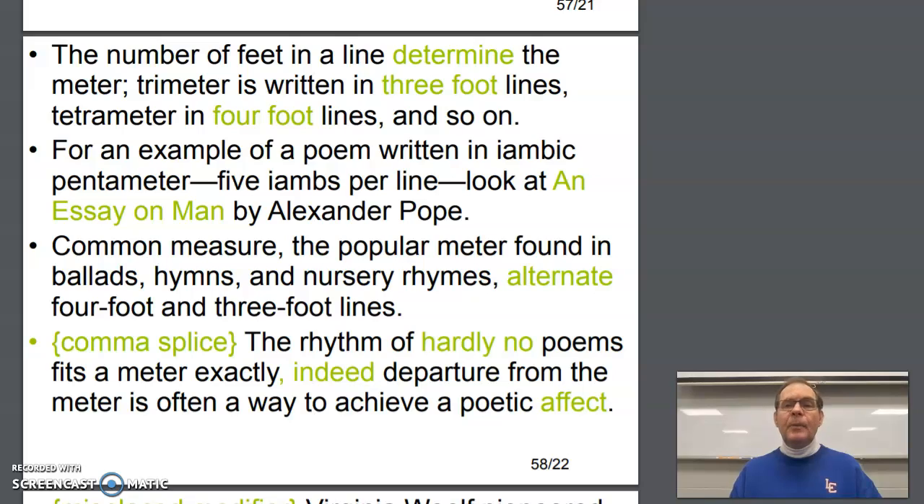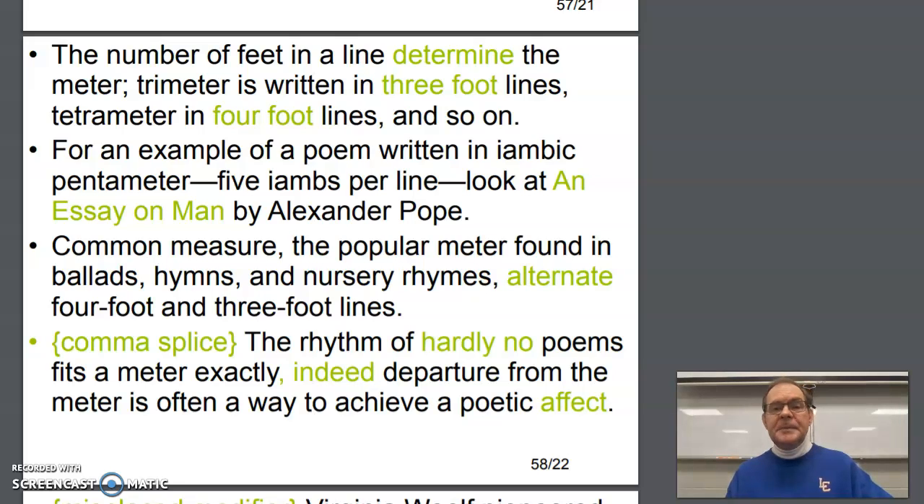For an example of a poem written in iambic pentameter, 5 iambs a line, look at, quote, An Essay on Man, close quote, by Alexander Pope. An Essay on Man is a poem. It's called An Essay on Man, but it's a poem. And so we have quotation marks around it. It's rather lengthy, but it's not a book-length poem, so we still put in quotation marks. Common measure, the popular meter found in ballads, hymns, and nursery rhymes.